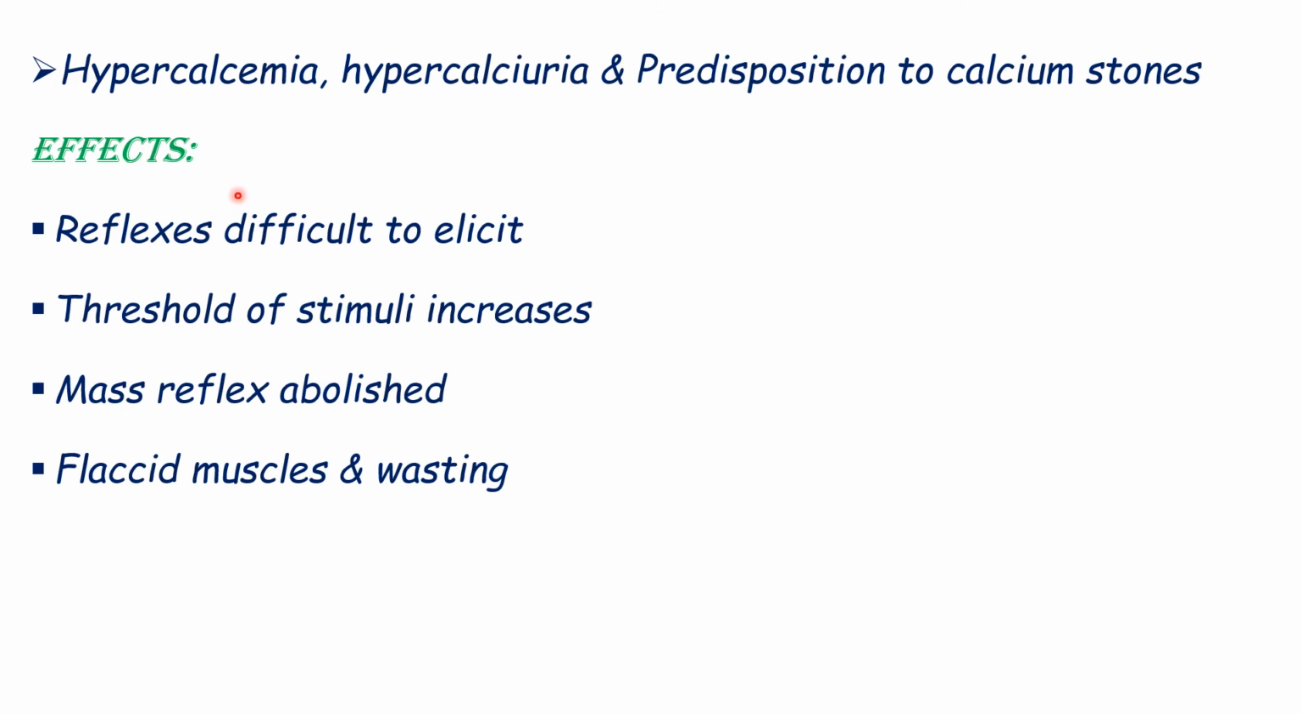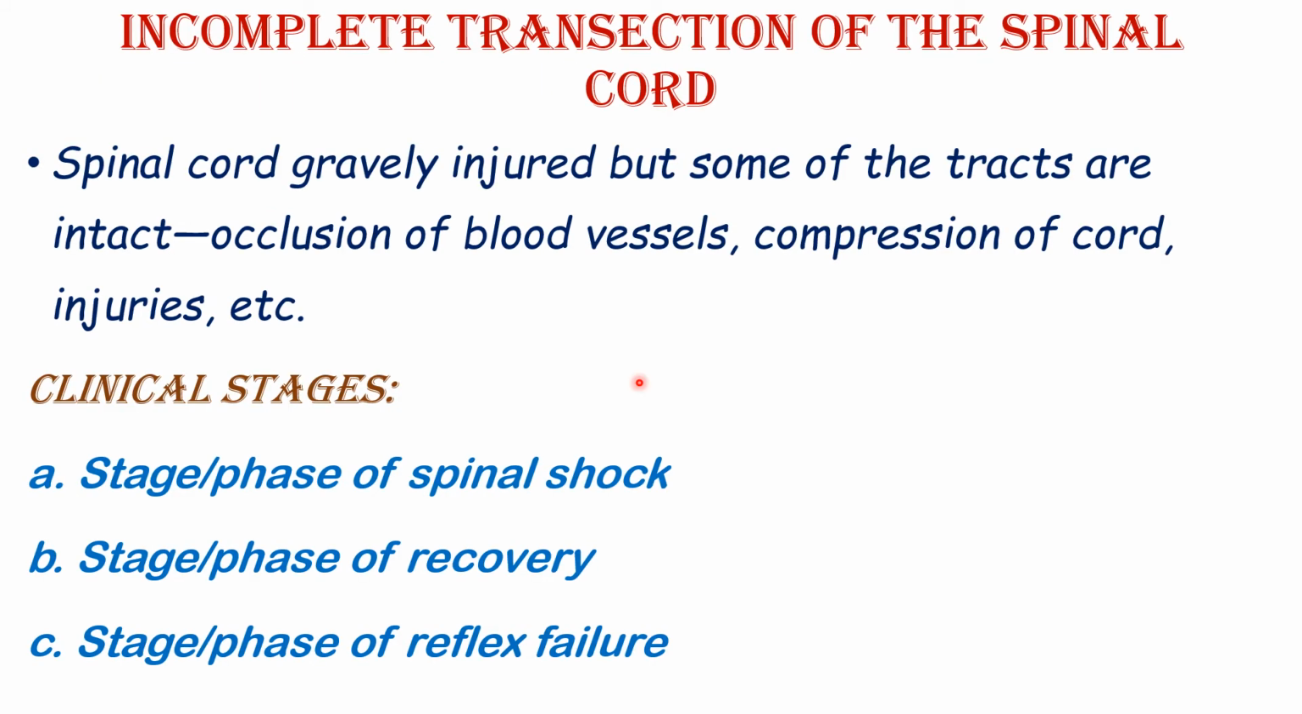Then what are the other effects? The reflexes are difficult to elicit. You will not be able to elicit reflexes like the flexor withdrawal reflex and the extensor reflexes, all those reflexes. The threshold of stimuli increases here. Initially the threshold was less. Mass reflex is completely abolished, and the muscles become flaccid and start showing wasting. Sometimes it can be fatal and the patient can die.